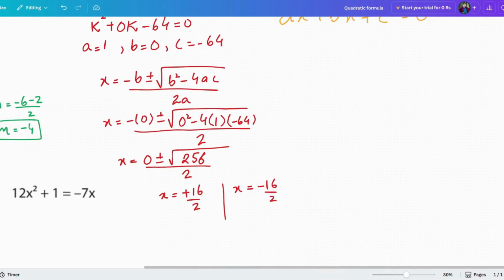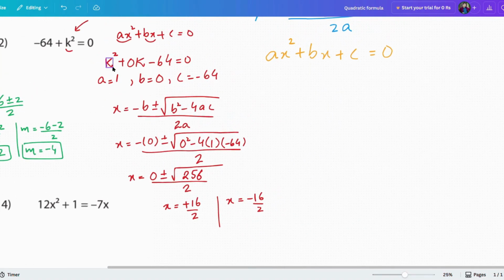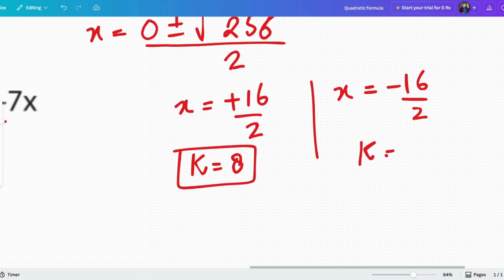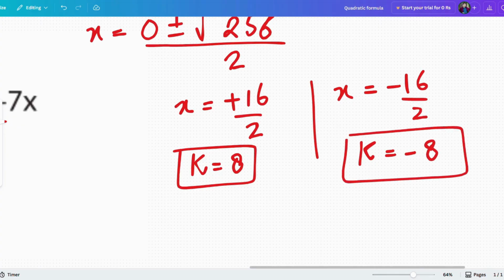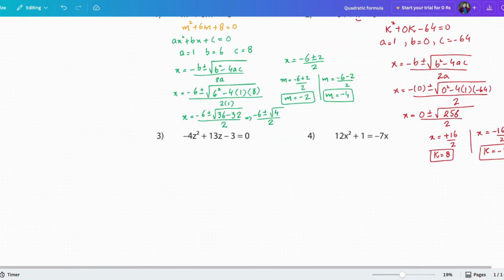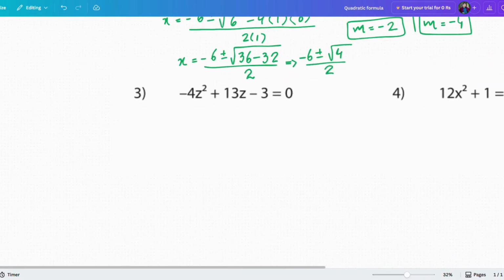As you can see, the variable used is k, so we will put it equivalent to k, okay? So k would be equivalent to 8, and for this one, k would be equivalent to -8. So these are the solutions for the second question that I just solved. Now I'm going to move toward the third one real quick.